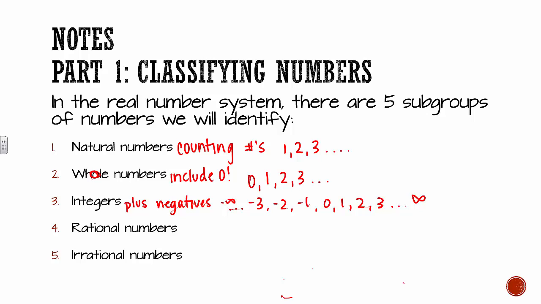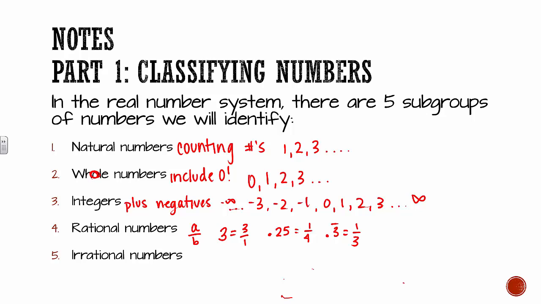Rational numbers is any number that can be written as a fraction, a over b. So that includes things like the number 3, because 3 can be written as 3 over 1. But it also includes things like 0.25, because that's the same as 1/4. Or like 0.3 repeating forever, because that, again, can be written as a fraction.